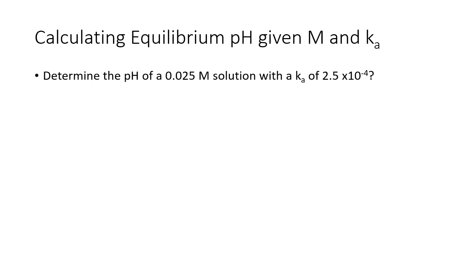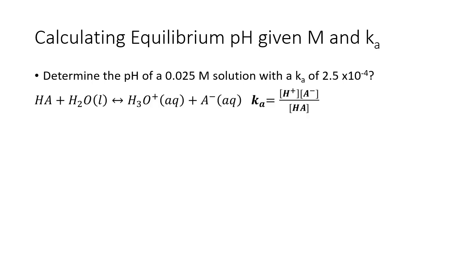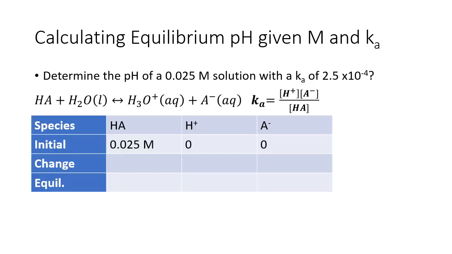We're going to determine the pH of a 0.025 molar solution with a Ka of 2.5 times 10 to the negative 4. So the first thing that we have to understand about this is that our Ka is going to give us the concentration of our H+. How? We're going to start with the general equation for acid dissociation, including the Ka definition. And then we're going to do an ICE table.